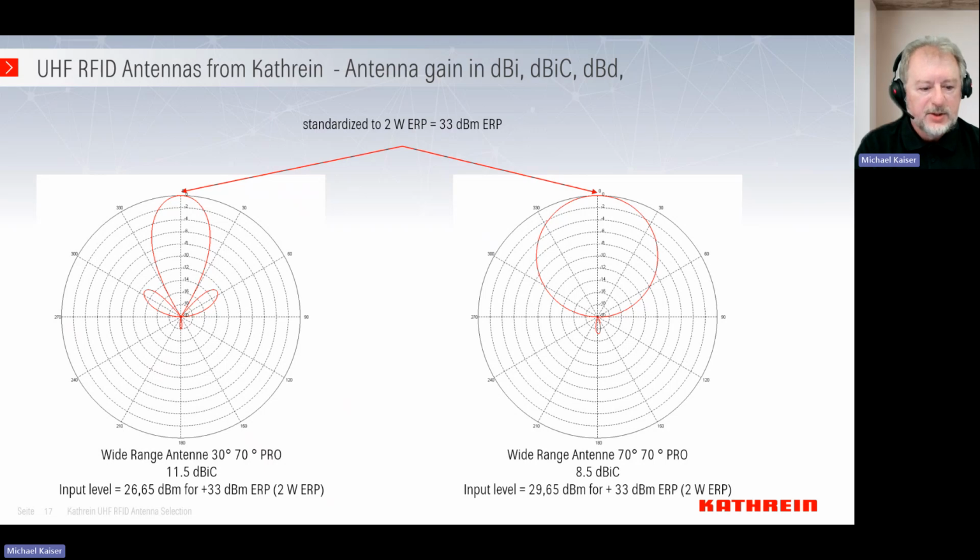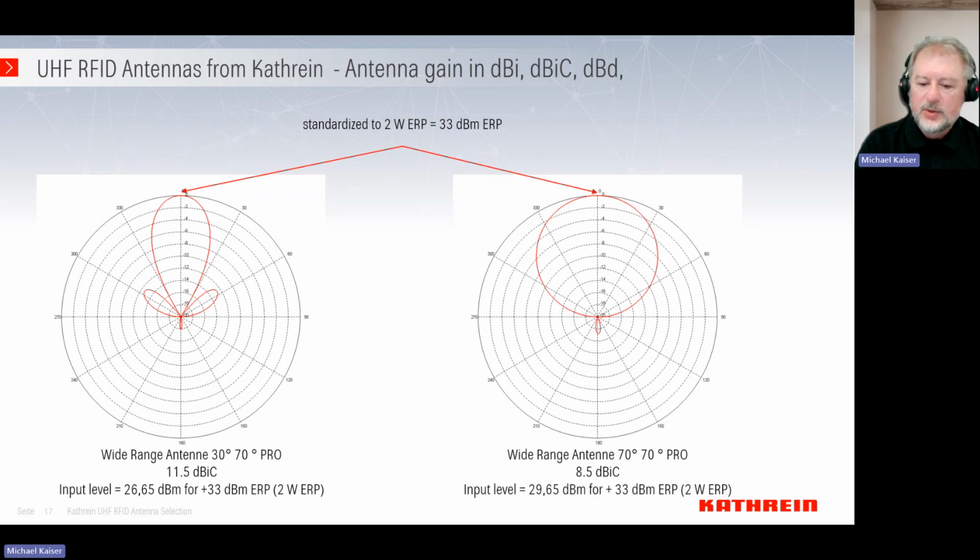So you see on the left side the 30 degree antenna focusing in the main direction, and I have a half power beamwidth of 30 degree. On the right side, you see the 70 degree antenna. Both are standardized for the maximum allowed power of 2 watt ERP. This means 33 dBm ERP. And with the left antenna, with the high gain antenna of 11.5 dBiC, it's enough to have an input power of 26.65 dBm to reach this 2 watt ERP, this 33 dBm.